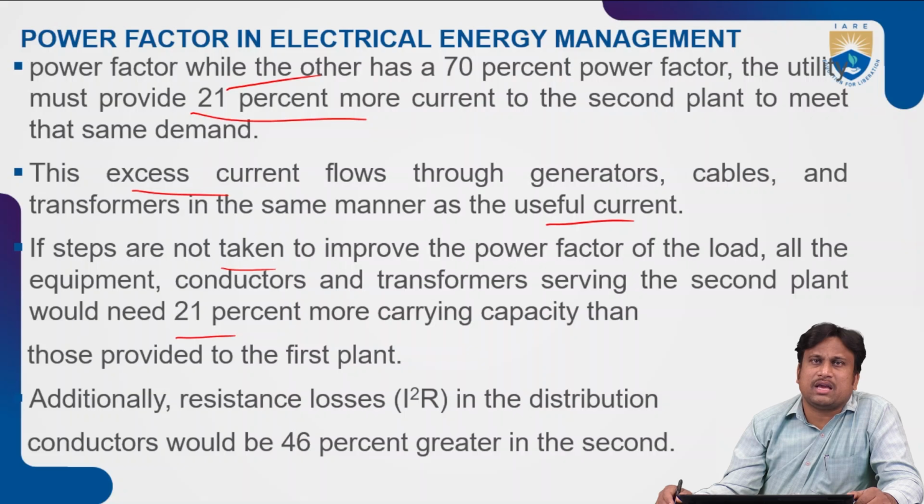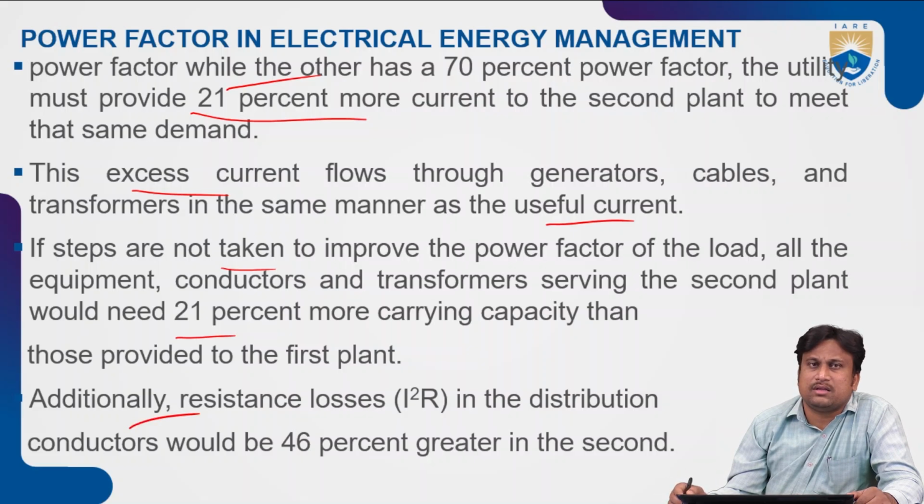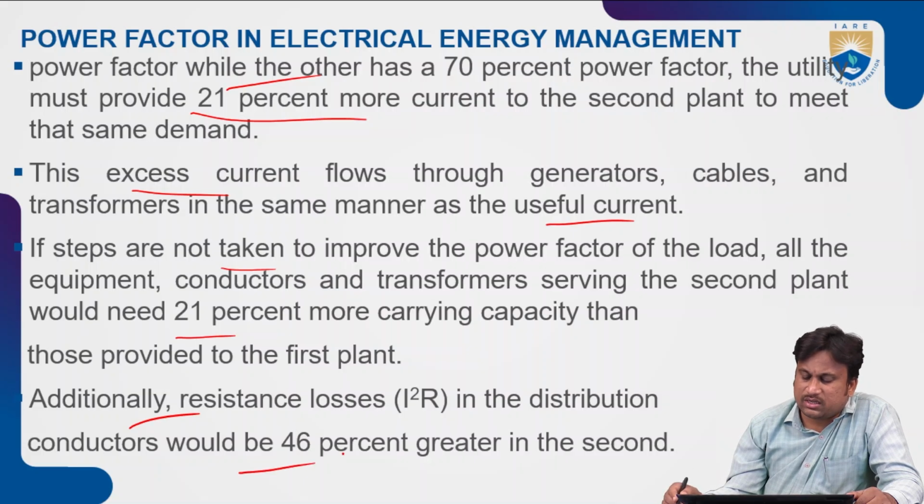Then all the equipment, the conductors and transformers, should not be overloaded. They should meet the required capacity, carrying more than what was provided in the first case. Additionally, resistance losses like I squared R in the distribution network conductors should be treated as 46% greater in the secondary case. So this must be considered according to the requirement.